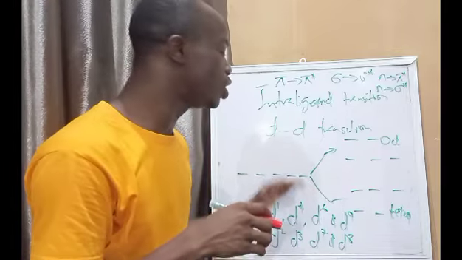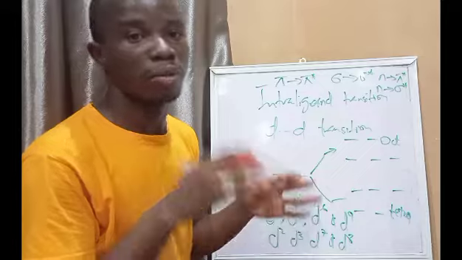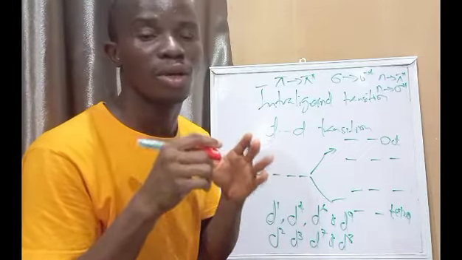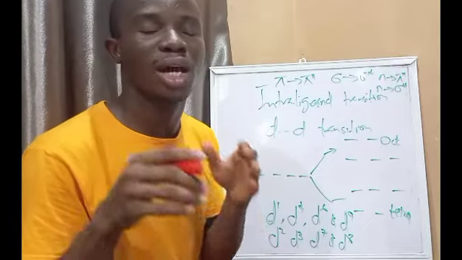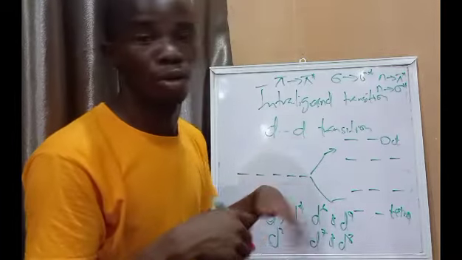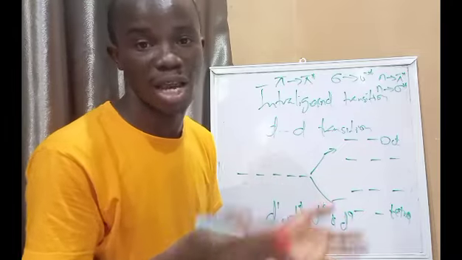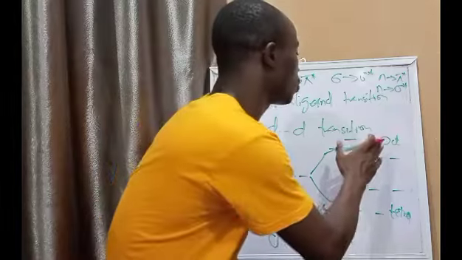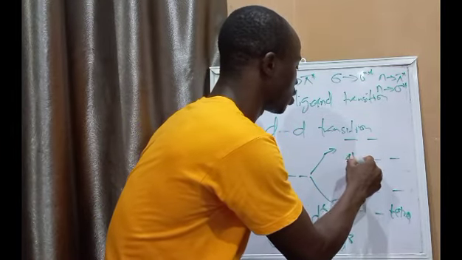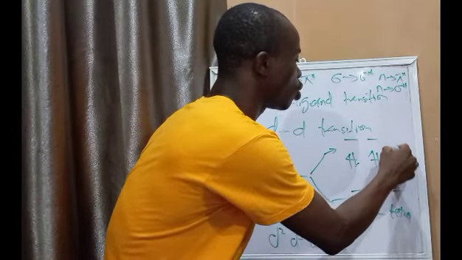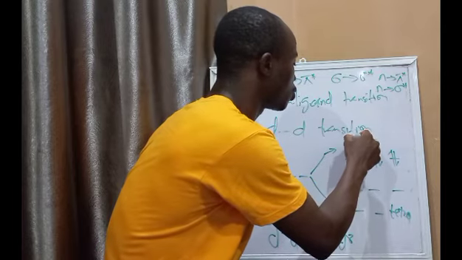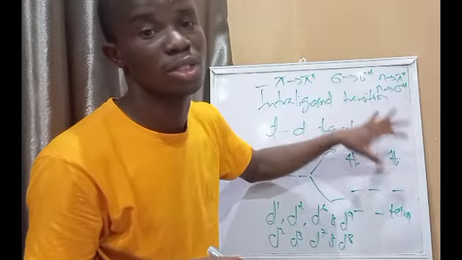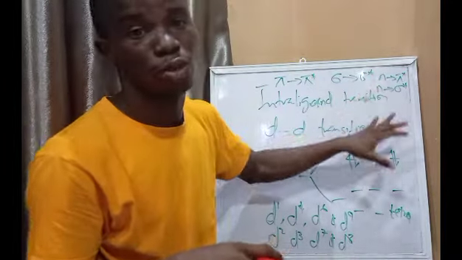There is an explanation for each of these things that we have stated. For example, if you are considering copper 2 plus in an octahedral environment, the d orbital has 9 electrons for copper 2 plus. Therefore, that implies that we are going to have an arrangement like this, because the copper 2 plus is in an octahedral environment. So in this case, there is only one possible transition that can occur.